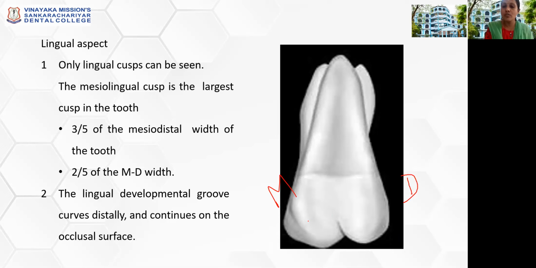In the lingual aspect also, we can appreciate two cusps: the mesiolingual cusp and the distolingual cusp. The mesiolingual cusp is the largest of the two, and it occupies 3/5 of the mesiodistal width of the tooth, and the remaining 2/5 is occupied by the distolingual cusp. Between these two cusps there is a developmental groove which runs from the occlusal surface and ends at the junction of the middle and occlusal third, which is known as the lingual developmental groove.